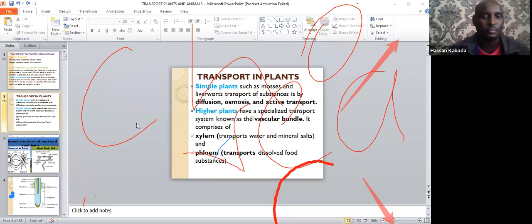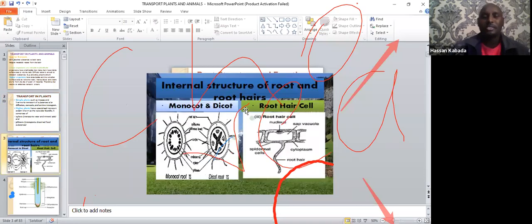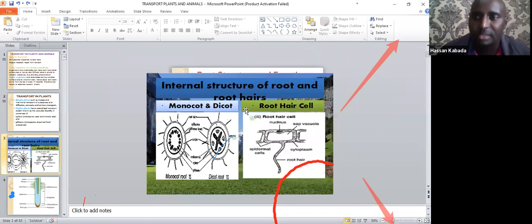We now come to the internal structure of the roots. So before we continue with transport, remember, for you to transport something, you must have that thing that you are transporting. If a lorry comes to Nairobi after this lockdown, many of them are coming to Nairobi to collect some goods. So for them to transport those goods to wherever the destination, they must be loaded with those goods. So you cannot transport what you don't have. You cannot carry what you don't have.